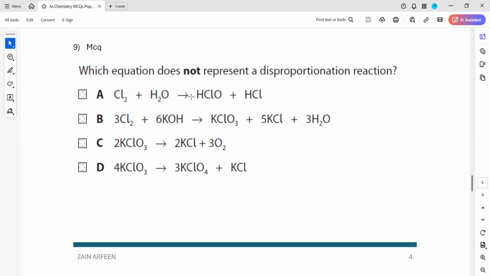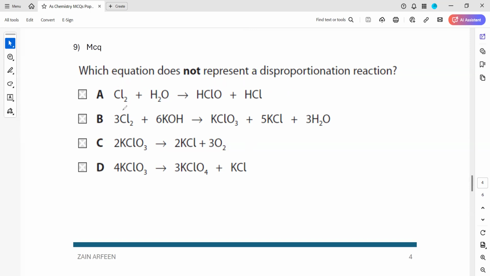Which equation does not represent a disproportionation reaction, meaning one in which the same element is both oxidized and reduced? So you have to write the oxidation numbers. Chlorine is 0 here. Hydrogen is +1, oxygen is -2, so chlorine should be +1. Here chlorine is +1 and hydrogen +1, so chlorine is -1. So chlorine 0 becomes +1, which is oxidation, and 0 becomes -1, which is reduction. So this is a reaction in which the same element is oxidized and reduced.